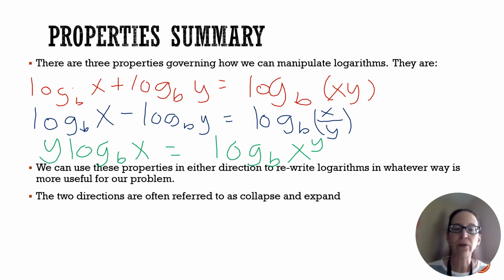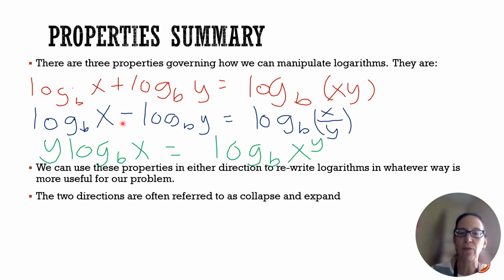Now, we can use these properties in either direction to rewrite logarithms in whatever way is more useful for our problem. So the two directions are often referred to as collapse and expand. So if you're going from this kind of notation over to this kind of notation, we call that collapsing. I've heard collapsing, I've heard shrinking, you'll see different vocabulary words used to describe it. But essentially, you're taking something that's long and then collapsing it, or condensing it is another common word, to something shorter.